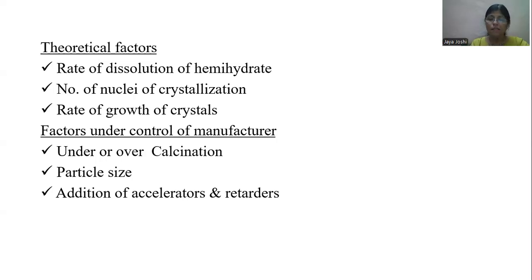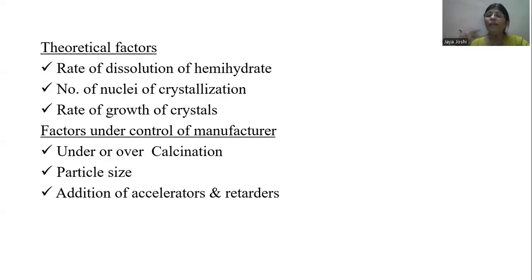Now coming to the factors under control of manufacturer. Number one is under or over calcination. Calcination is a heating process and we know the temperature required is 110 to 130 degrees centigrade. If the temperature is less than 110 degrees centigrade, then some of the dihydrate particles will remain as dihydrate without converting to hemihydrate. These dihydrate crystals, if present in the fresh hemihydrate stock, will act as nuclei of crystallization and provide more nuclei, so the rate of reaction increases and the setting time decreases.